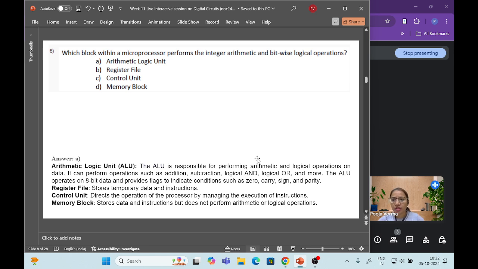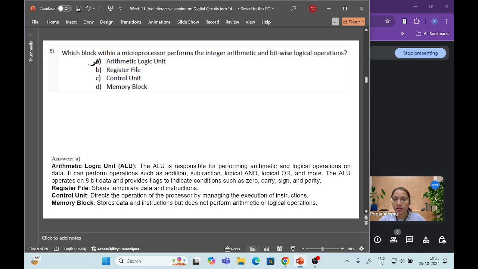So the next question is, which block within a microprocessor performs integer arithmetic and bitwise logical operations? Option A is the arithmetic logic unit. Option B is the register file. Option C is the control unit. And option D is the memory block. As we already know, the arithmetic and logic unit performs arithmetic operations and bitwise logical operations. So option A is the only correct answer.